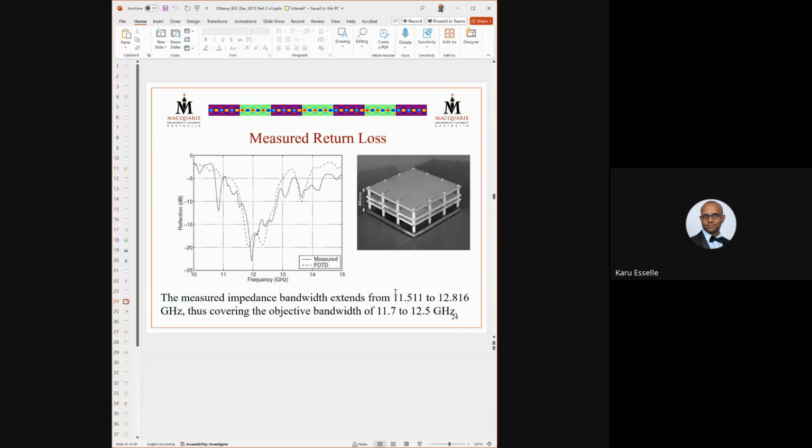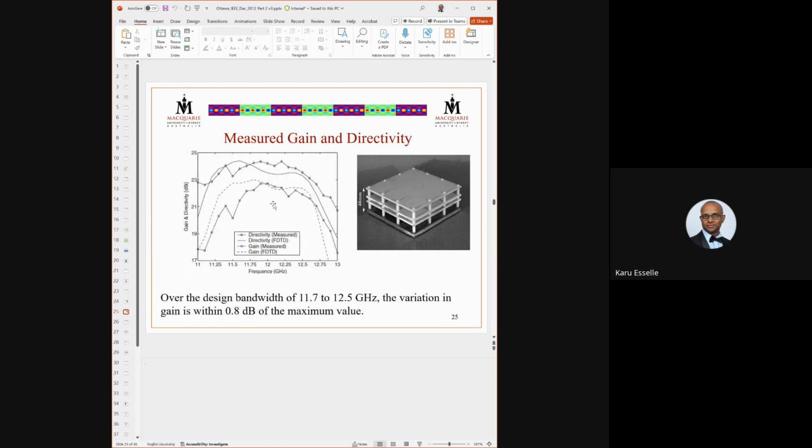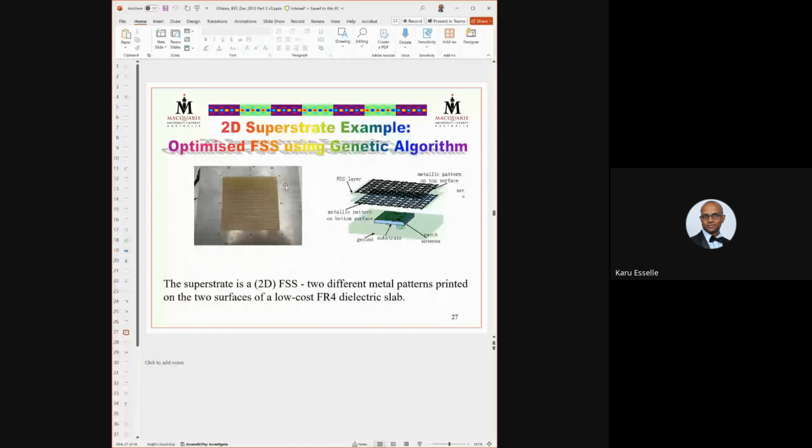And its input reflection coefficient is less than -10 dB here, measured gain, etc. Measured patterns.